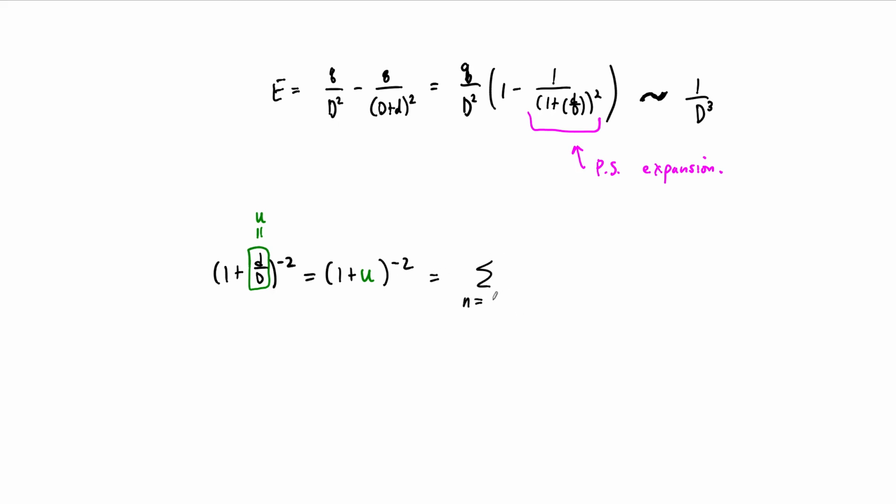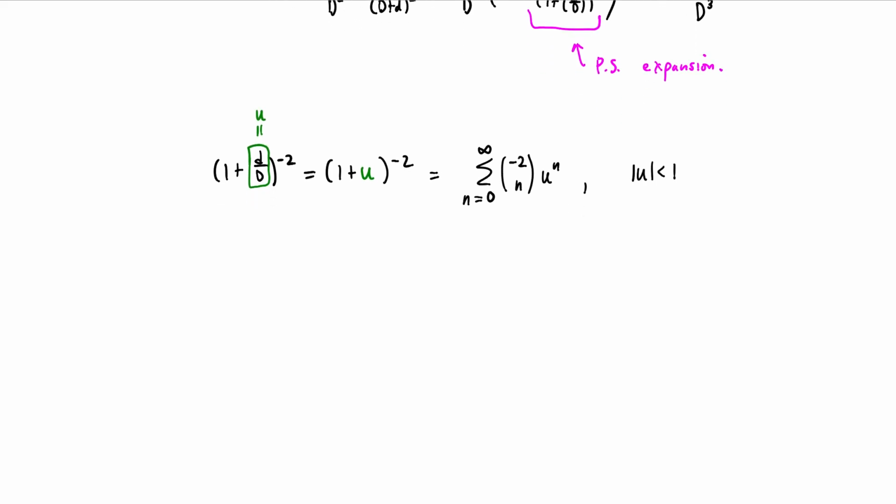This is equal to the sum of the series of this binomial power, negative 2 choose n. This is combinatorics language when I say choose, but these are the binomial coefficients. I'll write down what they equal in a moment, times u to the power n. That's exactly what we want. This converges for magnitude of u less than 1, with radius of convergence 1. That means it converges when capital D is at least as large as lowercase d.